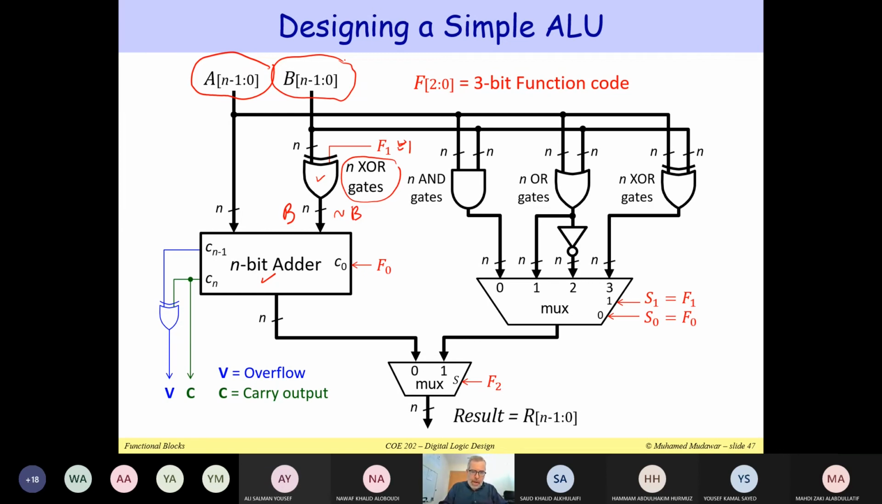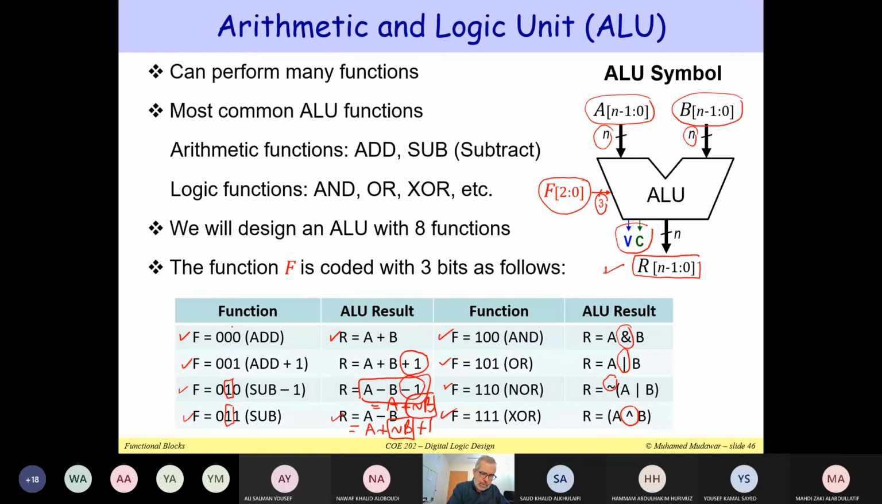So that's based on F1. Notice that when F1 equals 0, we add. When F1 is equal to 1, we subtract. So we add the 1's complement of B plus 1. Now the plus 1 here, notice that here I have plus 1, here I have plus 1. So this is based on this F0.